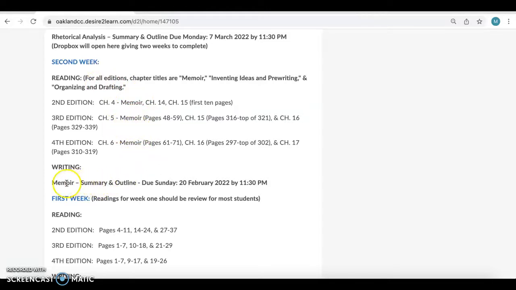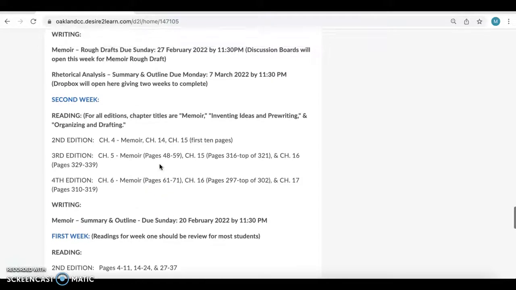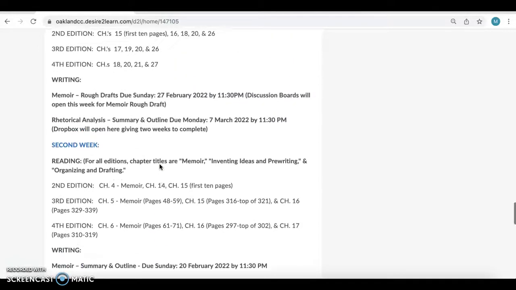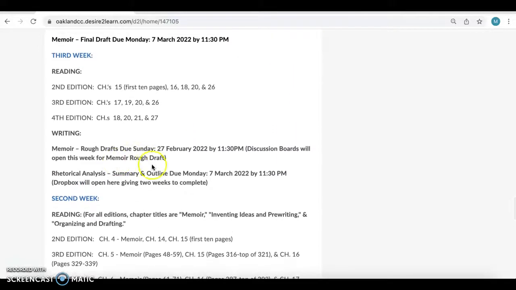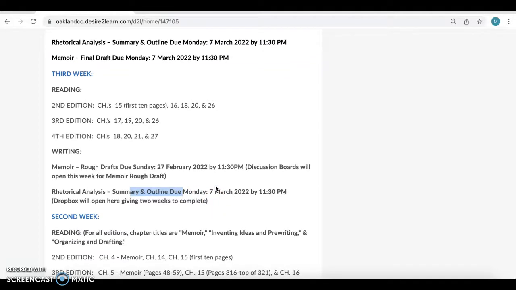The next week, the memoir, summary, and outline. Once you accomplish the readings for the week, you'll understand the main components there. And there's also an announcement that states after these writing assignments begin, you'll start to have overlaps where you're finishing a draft while starting a summary and outline for the next piece. That's going to be pretty typical throughout the term, especially in shortened semesters like a 12 or an 8-week section like you have.